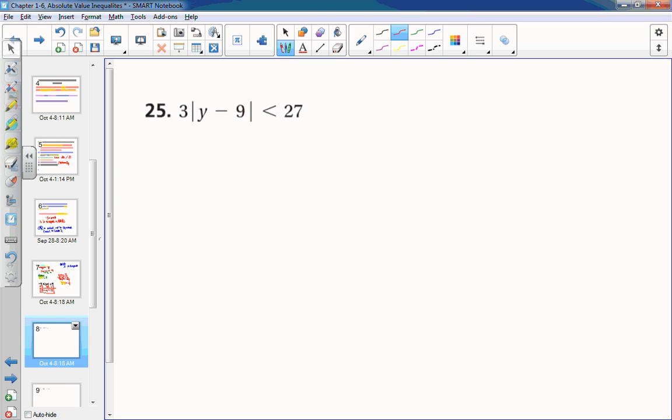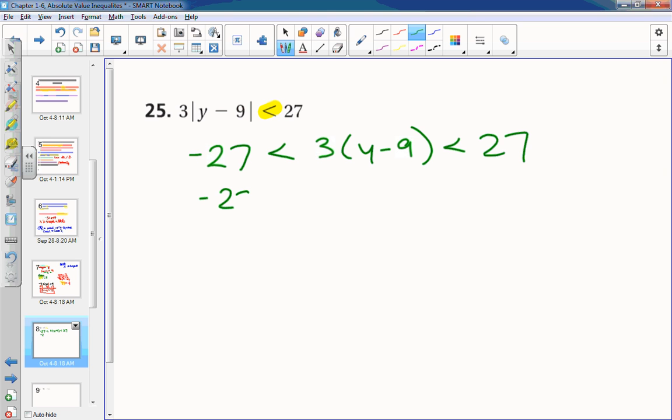Same exact problem, but if I would have done this problem right from the beginning, recognizing that this is going to be a lovely little and, I could have said, okay, well, I'm going to have -27 is less than 3, parenthesis, y minus 9, parenthesis, less than 27. So the question I have for you is, how would you solve that? Well, what you would do is you would distribute that. Yes?